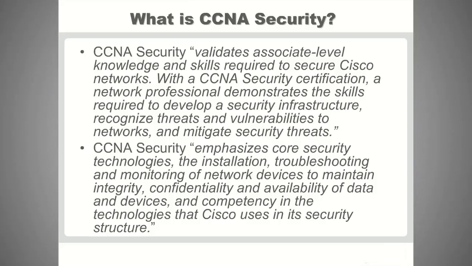So what are the individual tools that go onto the infrastructure, whether we're talking about the layer 2 switches, layer 3 switches, the routers, firewalls, how all of those fit together. And of course, how do we prevent different types of security breaches in the network? So that's what they're talking about here when it says we want to mitigate security threats. We want to take some sort of action either to respond to the threats or try to prevent them in the first place. Additionally, it emphasizes core security technologies, installation, troubleshooting, and monitoring of network devices.